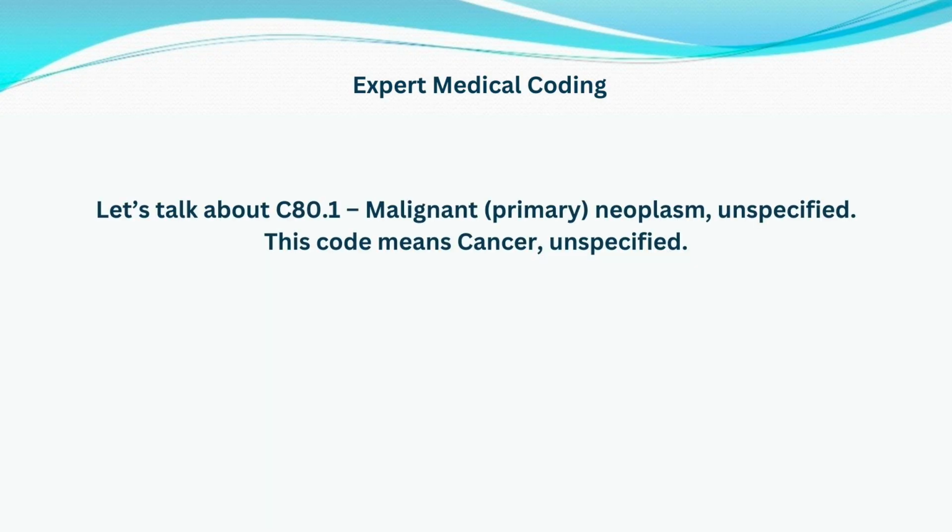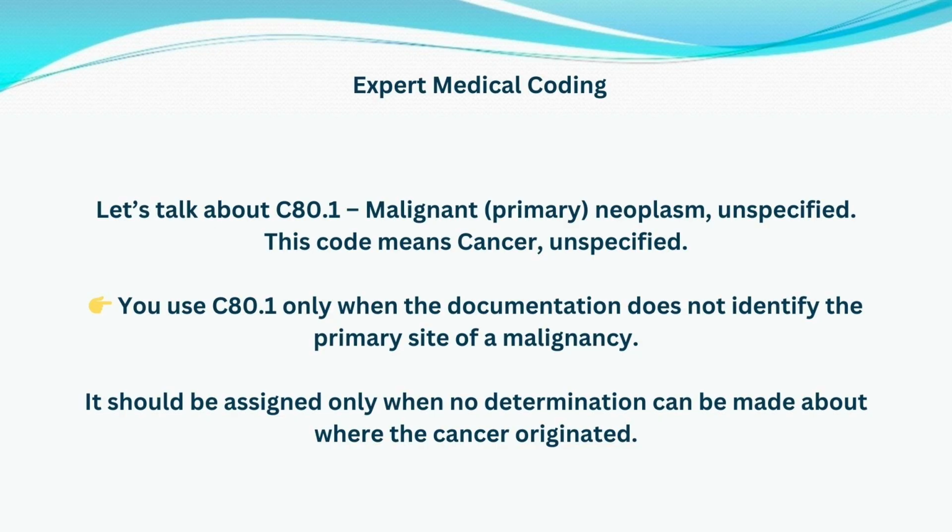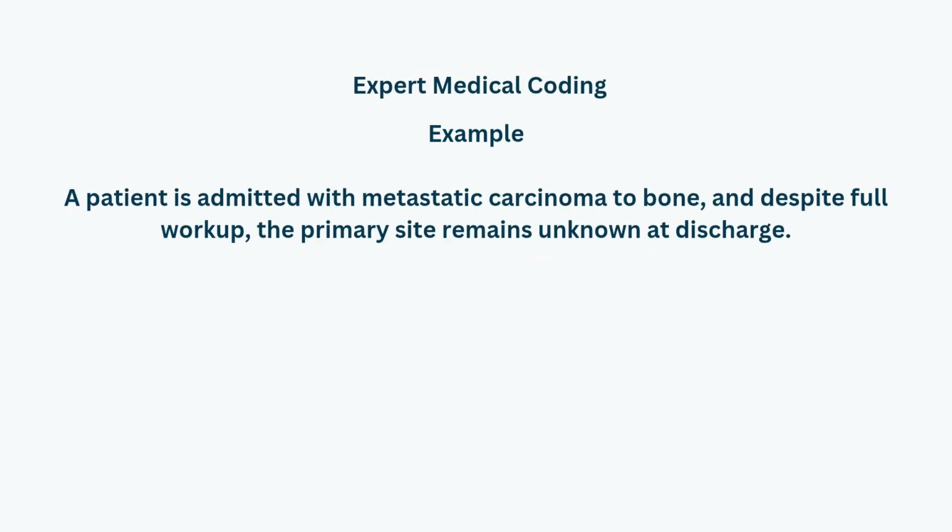So let's talk about C80.1 Malignant Primary Neoplasm Unspecified. This code means Cancer Unspecified. So you use C80.1 only when the documentation does not identify the primary site of a malignancy. It should be assigned only when no determination can be made about where the cancer originated. Let us see an example.